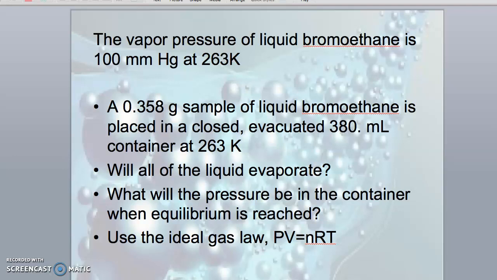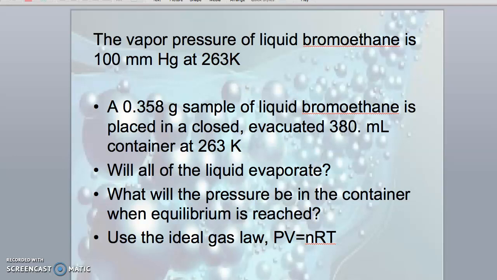Well, what if we evaporated? What if we had some liquid bromoethane and it all evaporated? Well, our pressure would have to be less than 100 millimeters mercury. Once we get to 100, we reach the equilibrium where we'll get condensation instead of going above 100. So what we're looking for in these problems oftentimes is, what will the pressure be in the container? And we'll have a set of conditions.